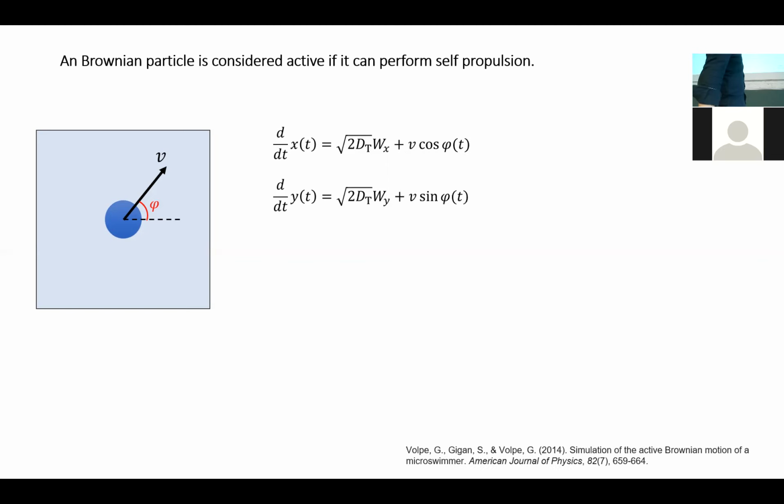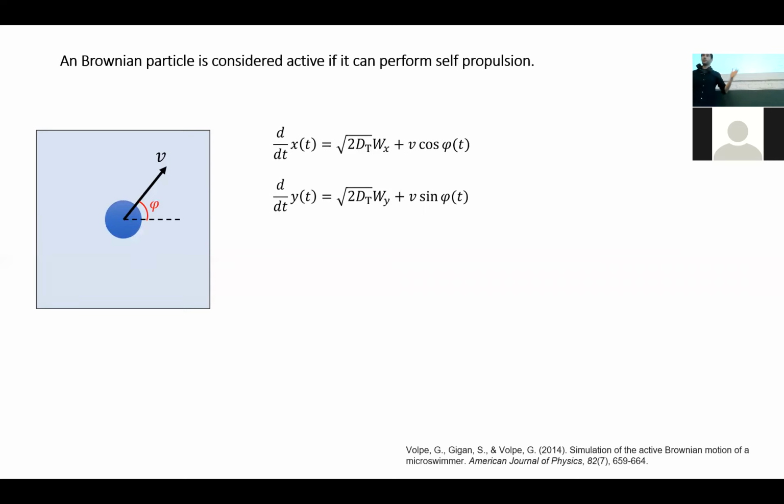In that case, their equations of motion will be updated like this. So whenever they have an orientation phi and they're going with a velocity v, their differential equations that are governing their motion in x and y will change like this, right? So they will also move in x with a constant velocity. However, we also need to understand how their orientation is going to change.